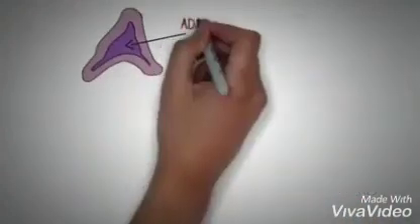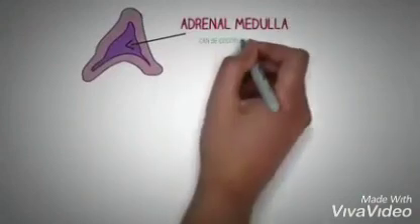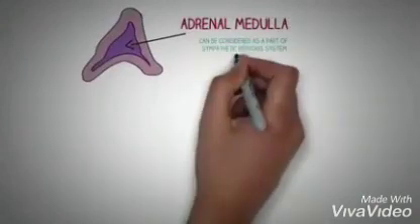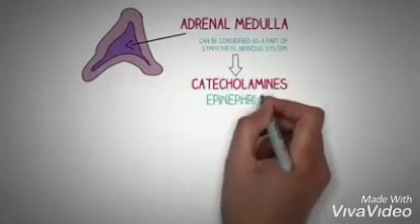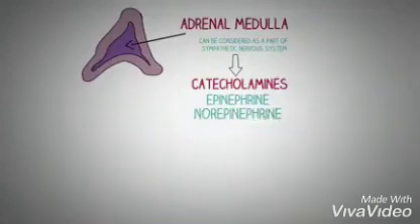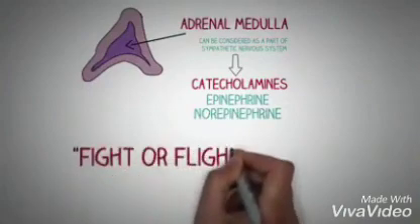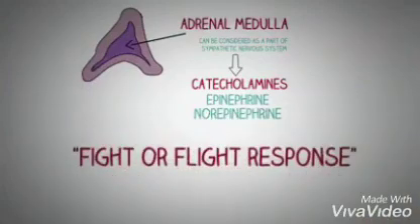Now, on the inner side we have the adrenal medulla, which can be considered as a part of sympathetic nervous system. It releases the catecholamines, epinephrine and norepinephrine into the general circulation. It is activated when the sympathetic nervous system is activated, and it is essential for the classic flight or fight response of the body.